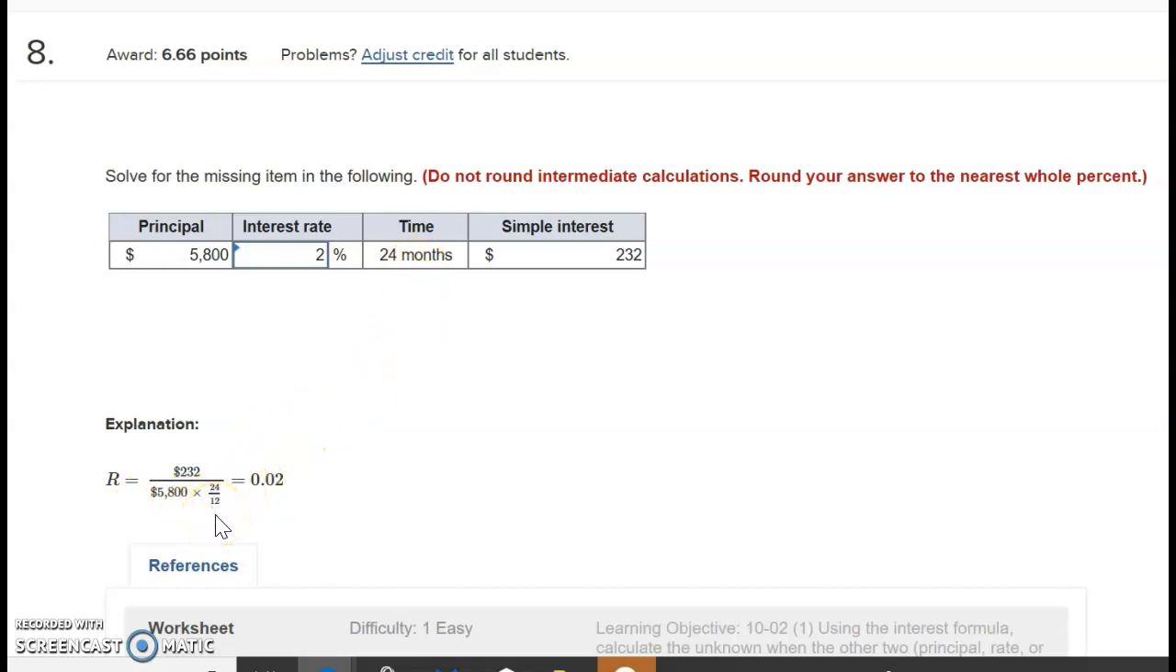Remember, we're talking about months, but the bottom has to be in terms of a year. So 12 months out of a year. You could also just say 5,800 times 2, because 24 over 12 equals 2. So you multiply that out, and you come up with 0.02. To change it to a rate, you have to change it to a percentage. So you're going to take that decimal point, go 2 places to the right, and add your percent sign.